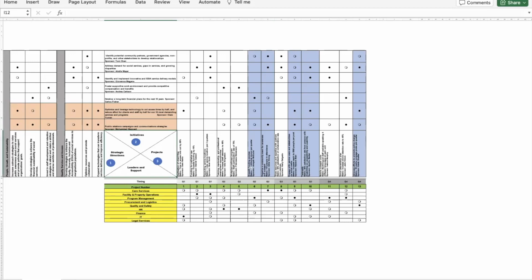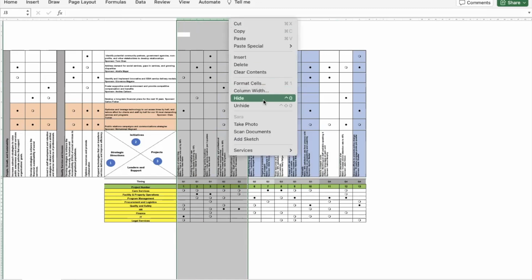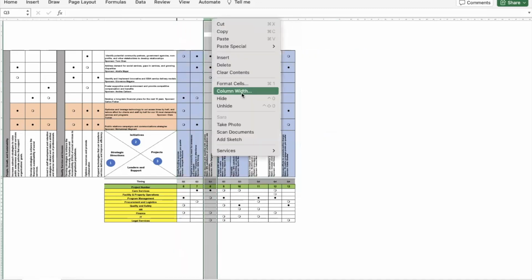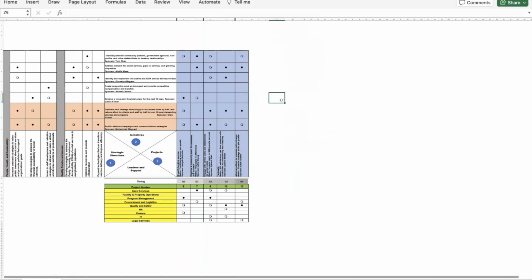Then there are the 5 projects highlighted in blue, which means that these projects have the most relationships with the initiatives. Now, because there are a lot of projects and you have already taken the steps towards prioritizing them, by highlighting the ones with the most amount of connections, you can go ahead and hide the other columns. You want to keep all of the initiatives and strategic directions visible. However, you want to clearly show which projects you'll be starting first.